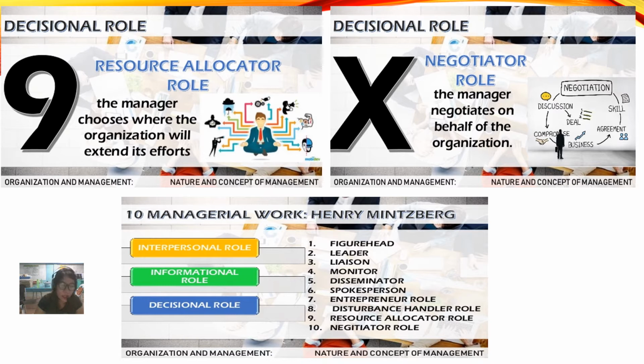Okay, so those are the 10 managerial roles. First, we have figurehead, leader, liaison, monitor, disseminator, spokesperson, entrepreneur role, disturbance handler role, resource allocator role, and lastly, negotiator role. Are there any questions or clarifications? If none, then we'll proceed to another slide.